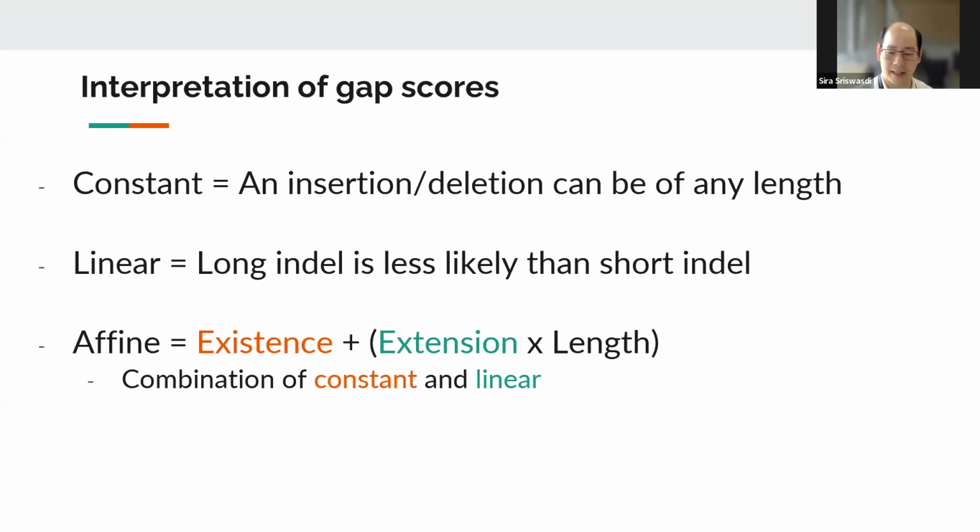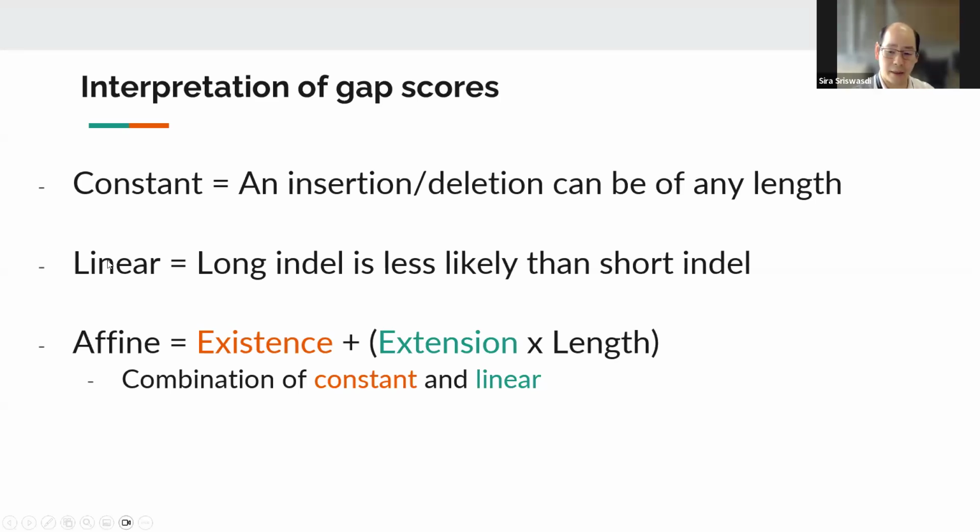So you can imagine that under that assumption, a constant model might be appropriate, because you assume that an insertion is an insertion. It can insert a whole gene, it can insert half a gene, it's still one insertion. That way you think of insertion and deletion as a constant.